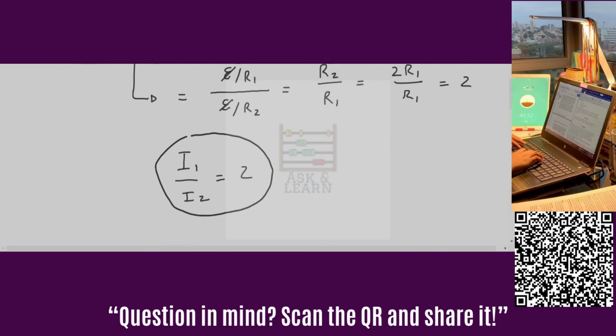So therefore, it's going to have twice as large of a current, which makes sense to me since the EMFs are the same for both circuits. All right.